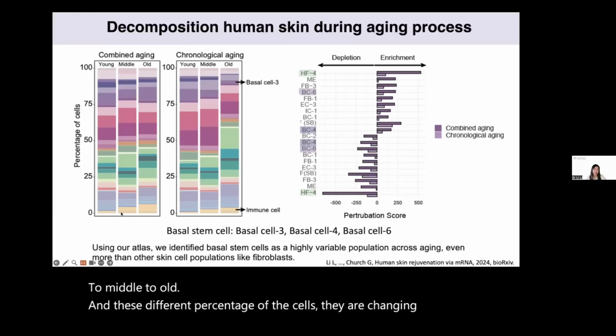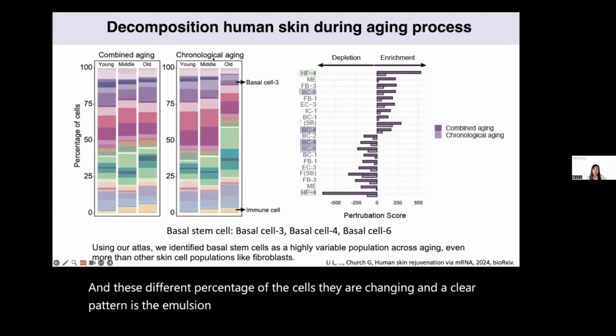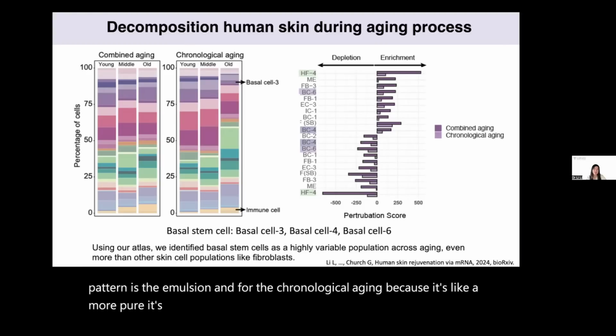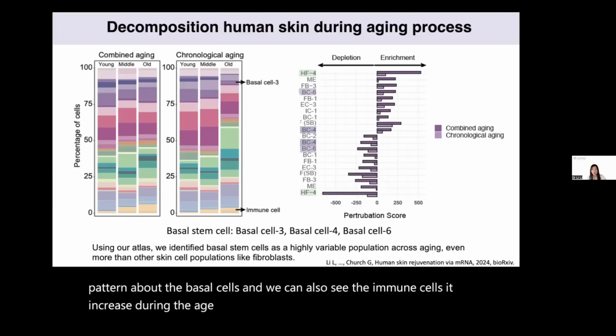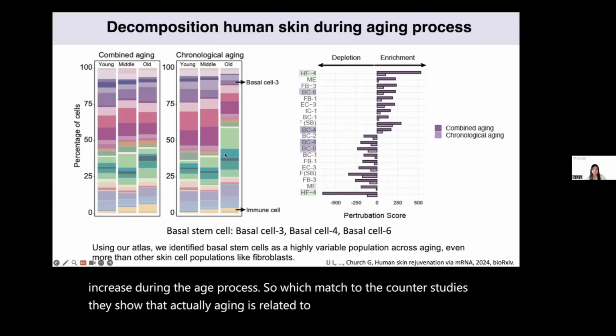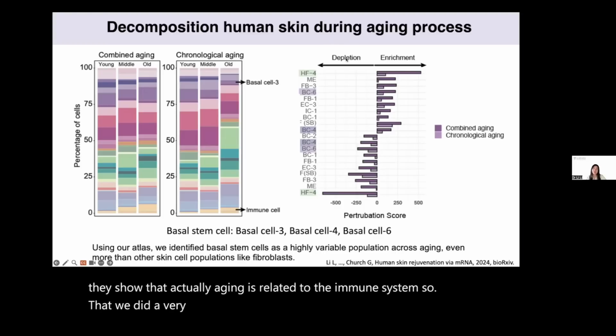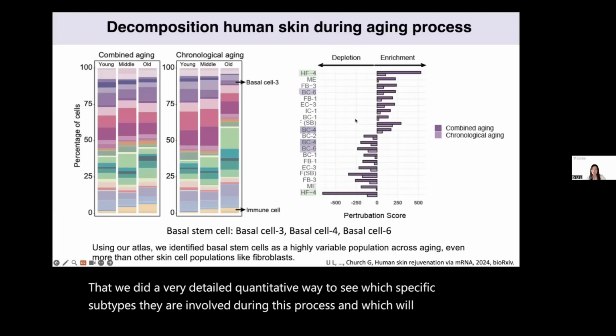A clear pattern is the immune cells. For the chronological aging, because it's more pure, with no photoaging involved, we can see a clear pattern in the basal cells, and we can also see the immune cells increase during the aging process. This matches current studies, which show that aging is related to the immune system. Then we did a very detailed, quantitative analysis to see which specific subtypes are involved during this process, and which are enriched and which are depleted.